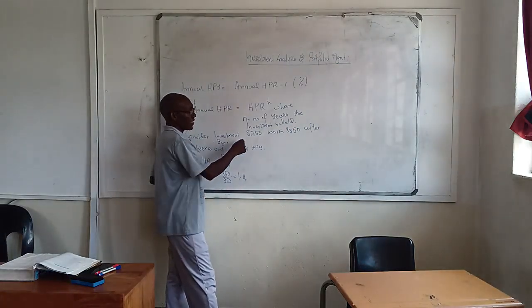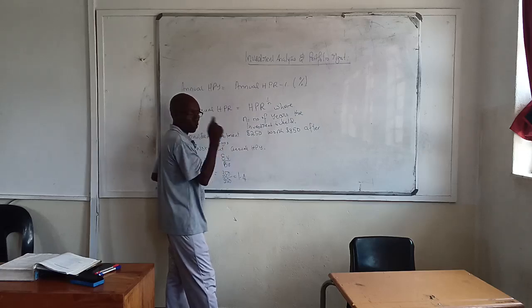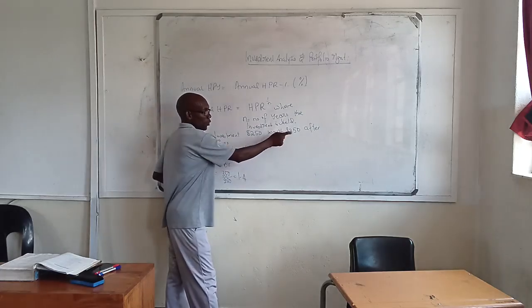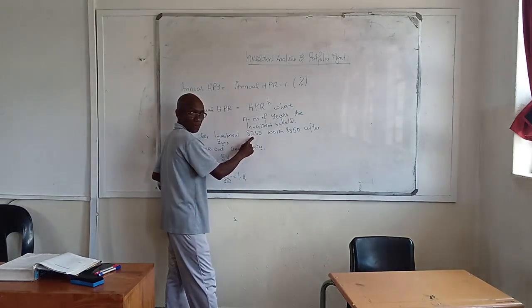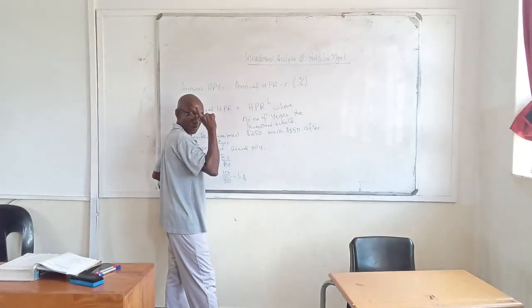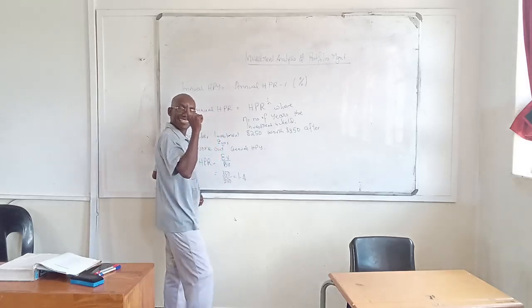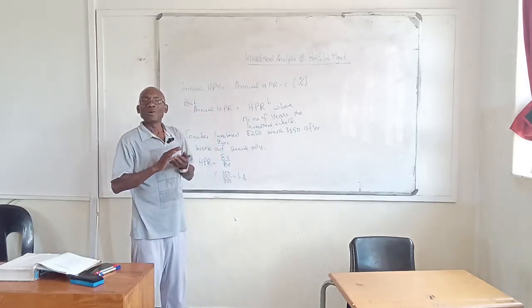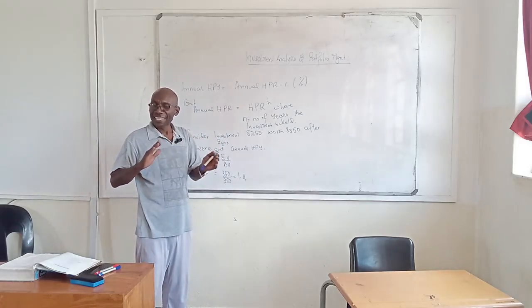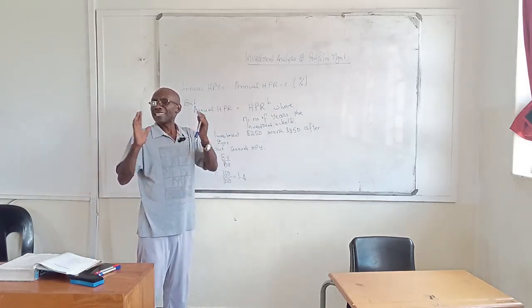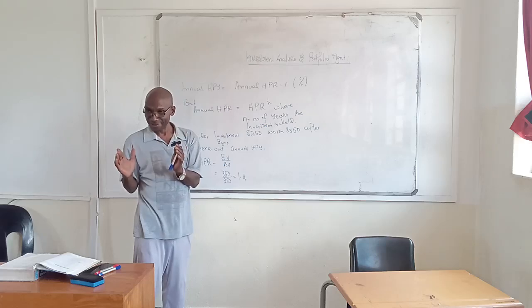HPR 1. If you invested 250 within 1 year, you invested 250 and you got 250. 250 divided by 250 gives you what? 1. And that 1 means there was no profit, there was no loss. You invested, you got it as it is. Right?